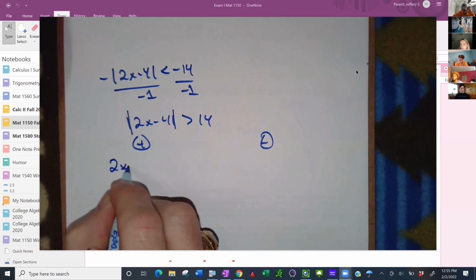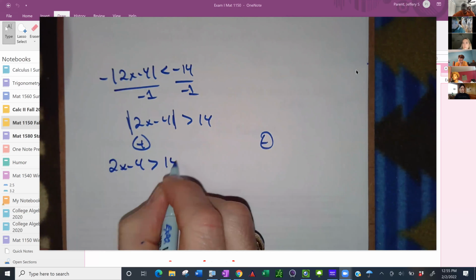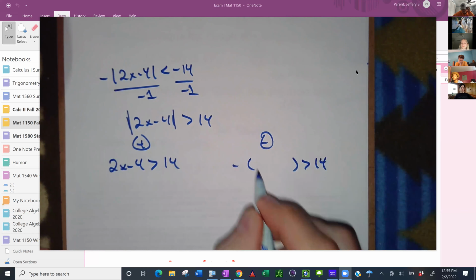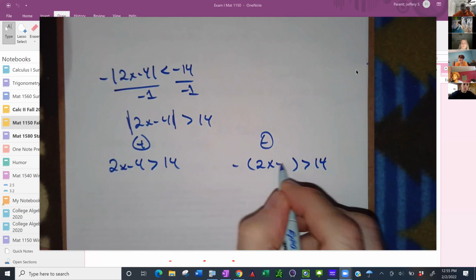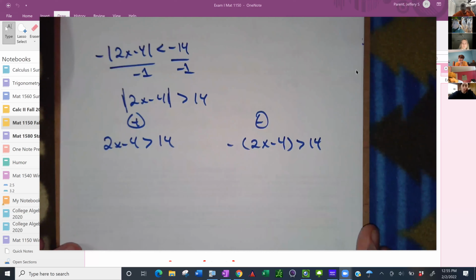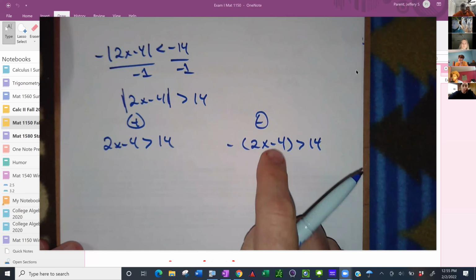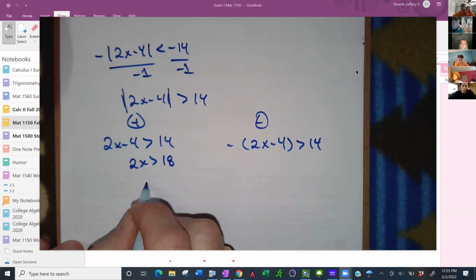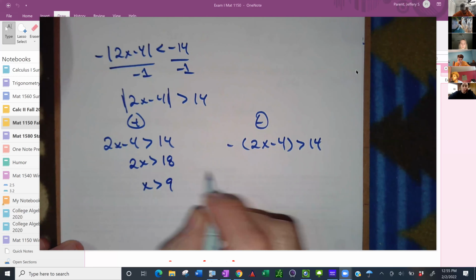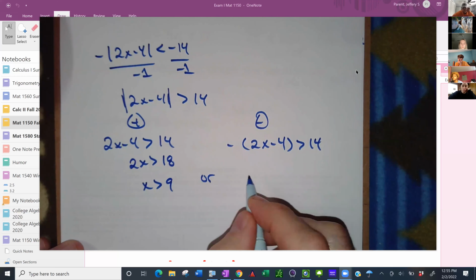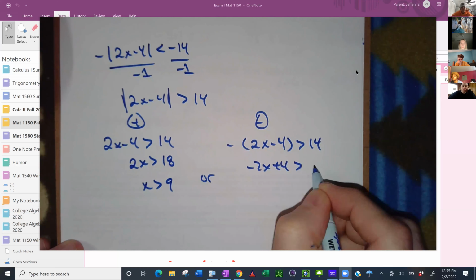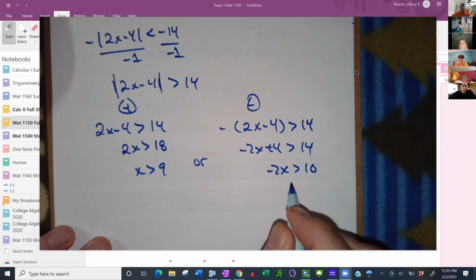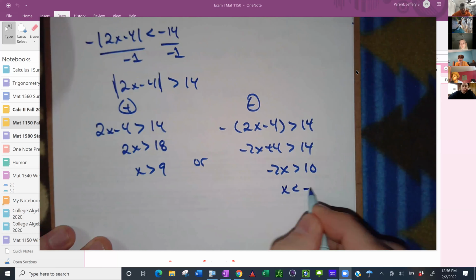The positive case is worth 2 points. The negative case, when I grade your papers, is worth 4 points. So what am I trying to do for you? Trying to give you a little incentive to get that negative case. X is greater than 9, or negative 2x plus 4 is greater than 14. Negative 2x is greater than 10. When you divide both sides by a negative, you've got to flip the direction of the inequality.